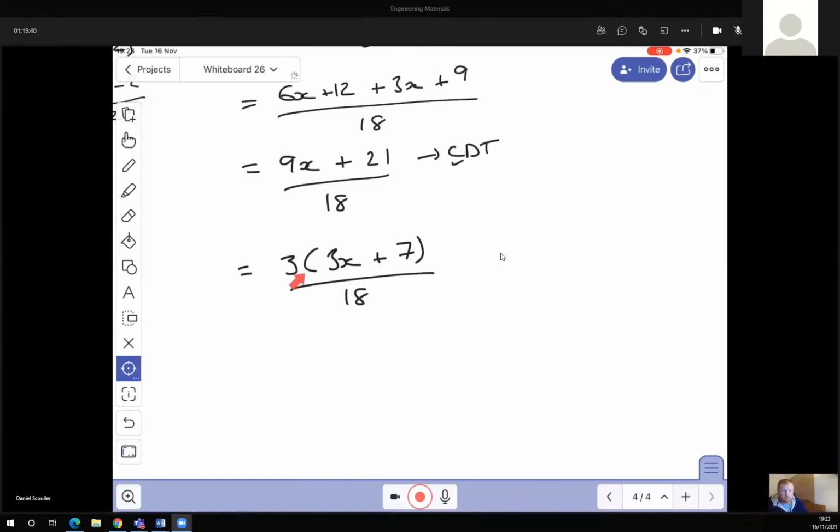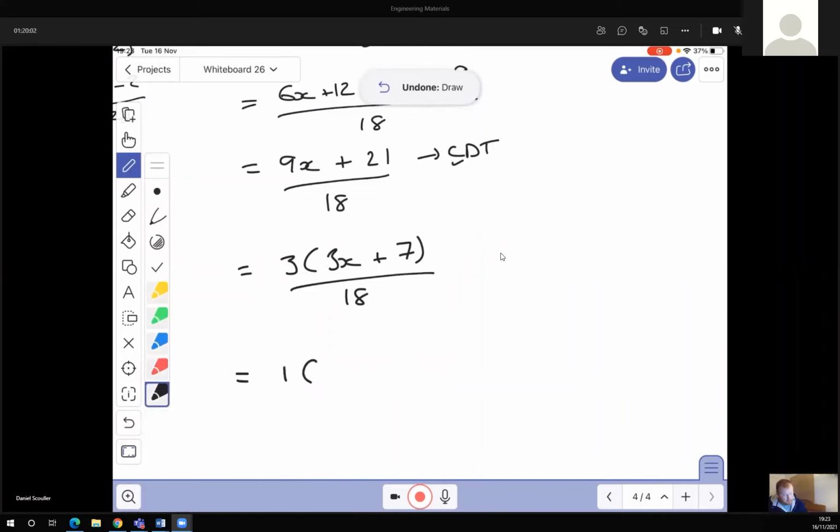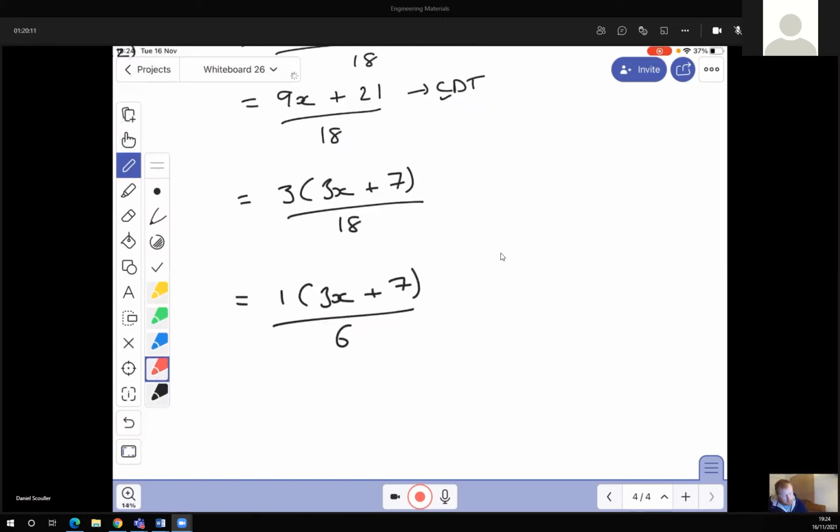Everyone comfortable with what I just did there? So I've taken 3 as a common factor out of this expression on the top. Now that it's a multiple, I can cancel that out. So 3 goes into that once, goes into that 6 times. So effectively, I'm left with 1. In algebra, we wouldn't write that one out, so I can just write that like that. That's its simplest form.